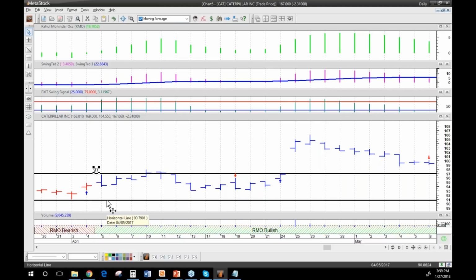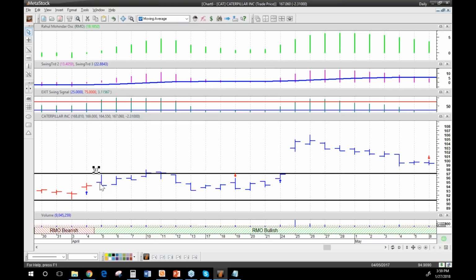Why not an exact risk? Well, what happens if the stock gaps way down? Then I'm going to have a larger risk. But in normal scenarios, I'll be able to get out fairly close to this 90.79 level. And so I have an approximate idea of exactly what my risk reward ratio is going to be. So now we've got the framework for a business plan set up.